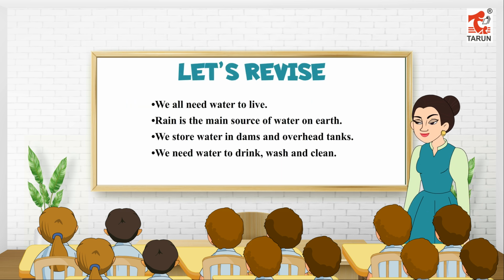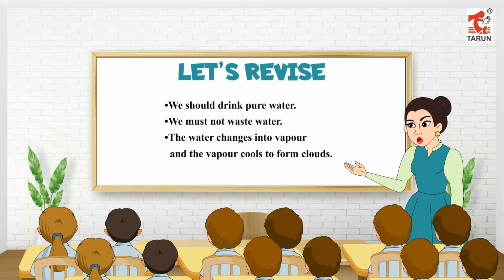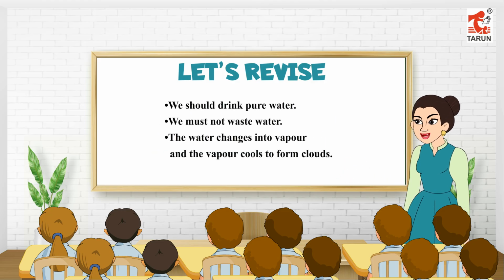Let's revise. We all need water to live. Rain is the main source of water on earth. We store water in dams and overhead tanks. We need water to drink, wash, and clean. We should drink pure water. We must not waste water. The water changes into vapor and the vapor cools to form clouds.